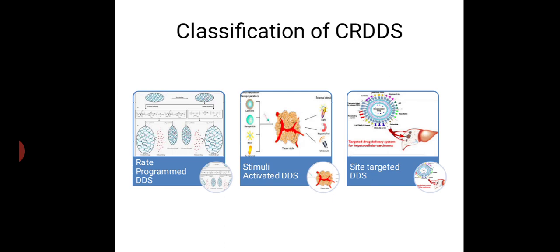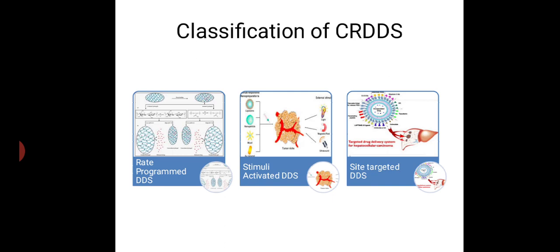Here we are discussing the classification based upon the release of the drug. It can be classified into three: rate programmed drug delivery system, stimuli activated drug delivery system, and site targeted drug delivery system. Now, what do you mean by rate programmed drug delivery system? From these three classifications themselves, the concept is very much clear.